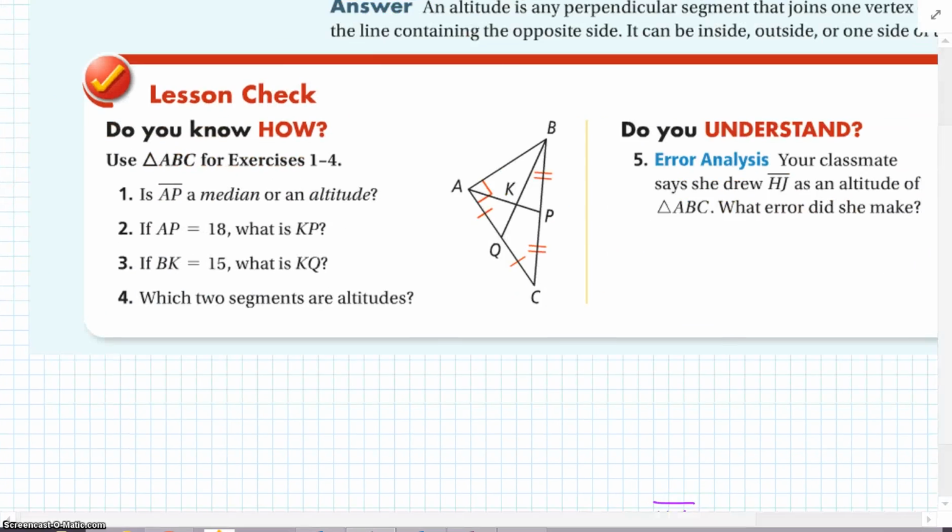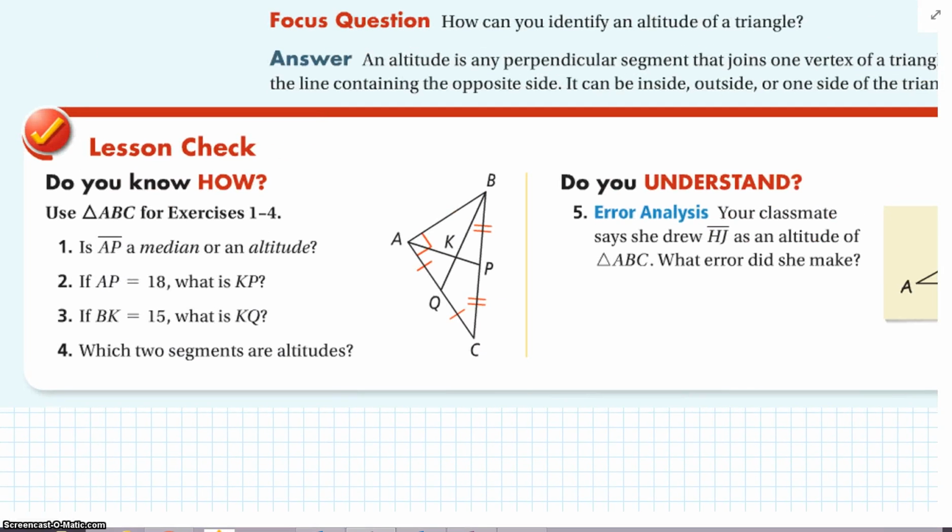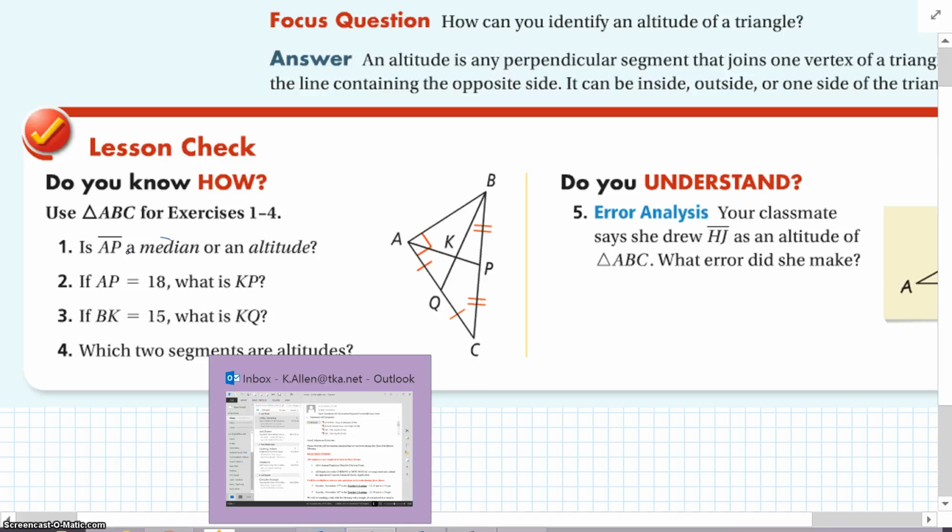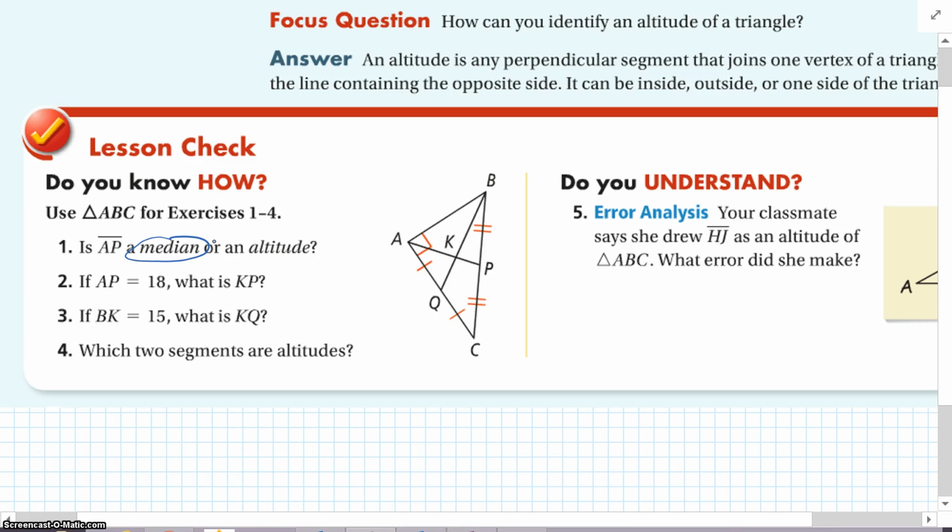Okay, so let's just double check. Is AP a median or an altitude? Well, P is a midpoint and A is a vertex, so it's a median. So if AP is 18, that whole length right there is 18, what is KP? Well, we know KP is 1/3 of AP. So KP must be 18 over 3, so KP must be 6.